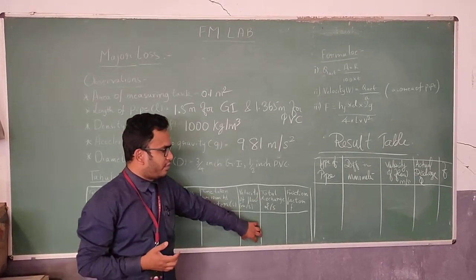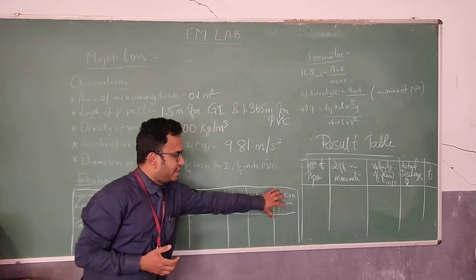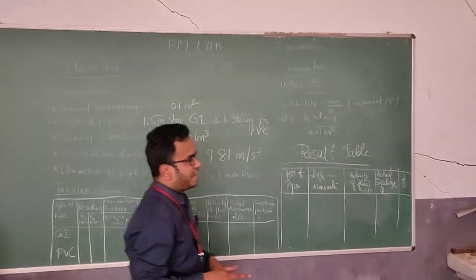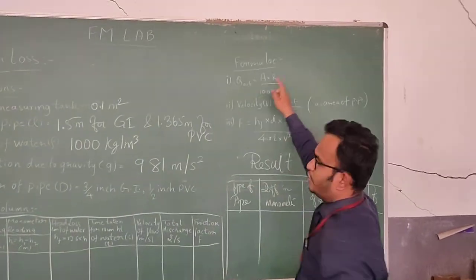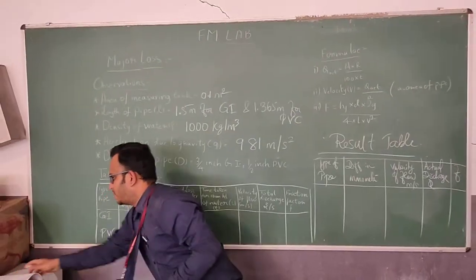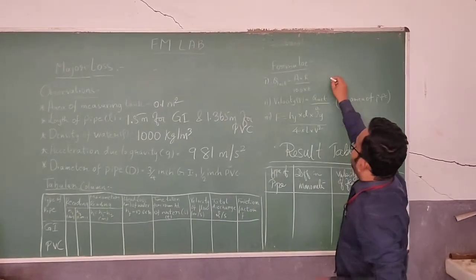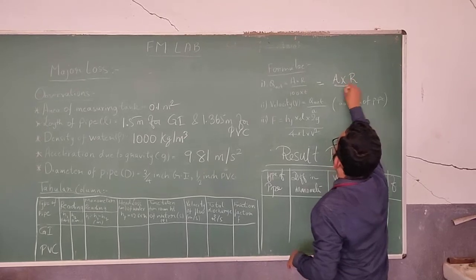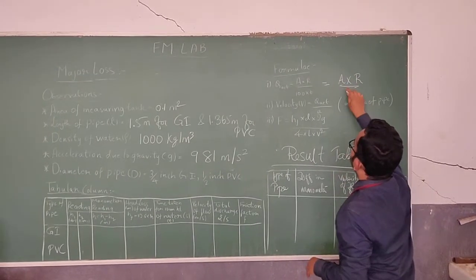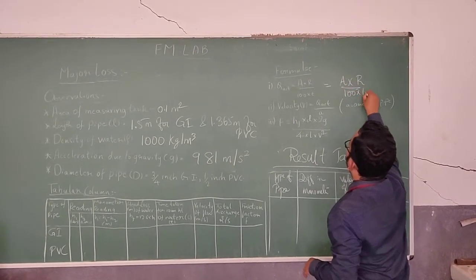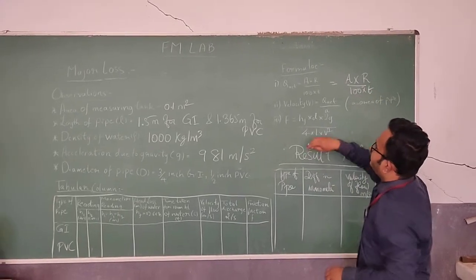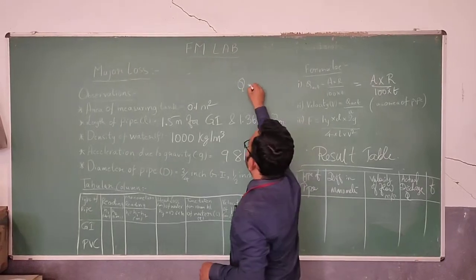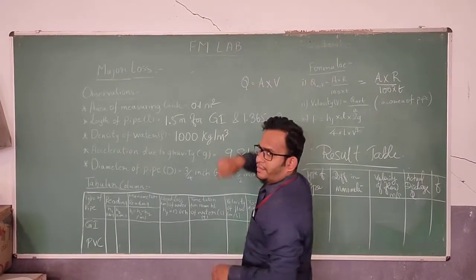Then the velocity of flow in meter per second, the total discharge, and the friction factor have to be calculated from the formulas. So here we have Q actual equal to area into rate of flow, A into R into T. So A into rate of flow divided by T, 100 into T. What is discharge? Discharge is nothing but Q equal to area into velocity.